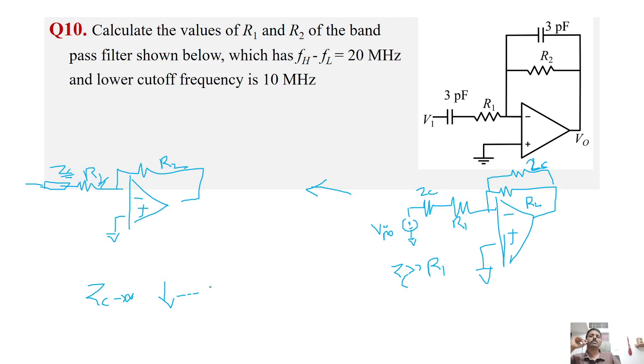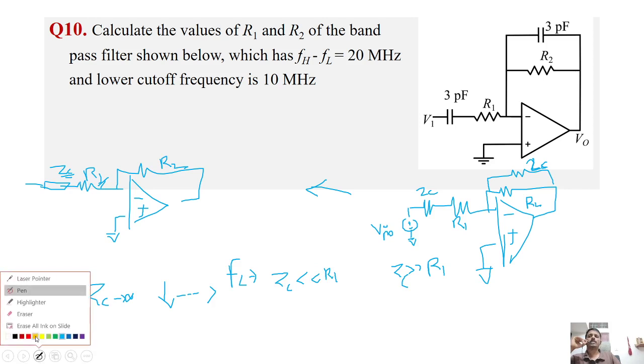It will decrease to a value such that at a particular frequency, say FL, ZC will be very much less than R1. So what happens if ZC is very much less than R1? At that point this will be short circuited. Okay, and what about this?